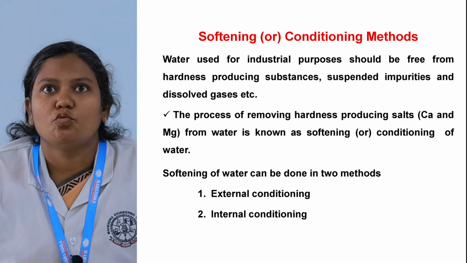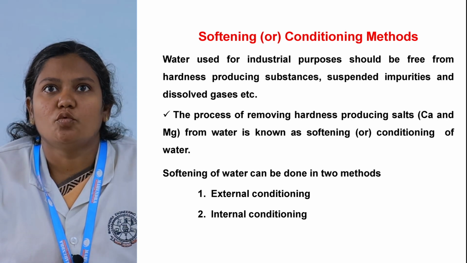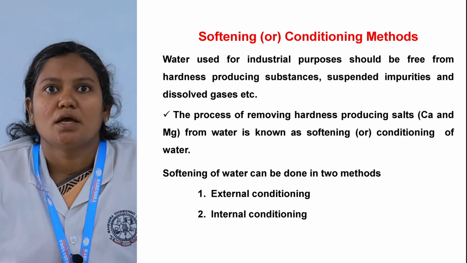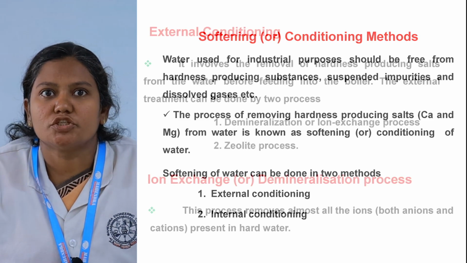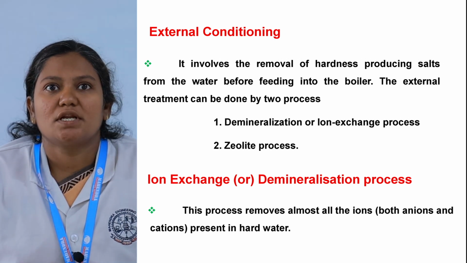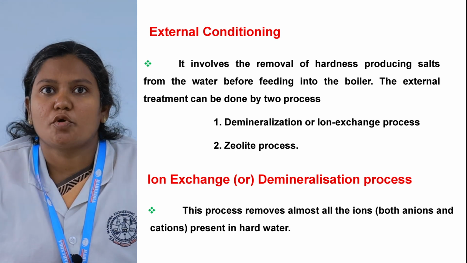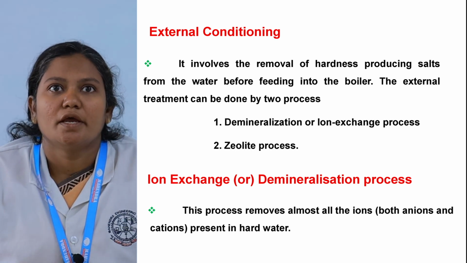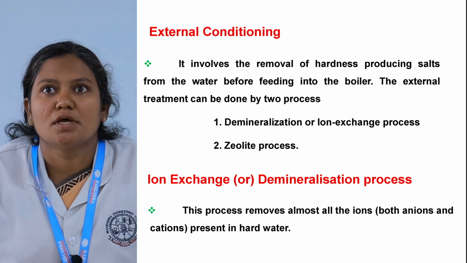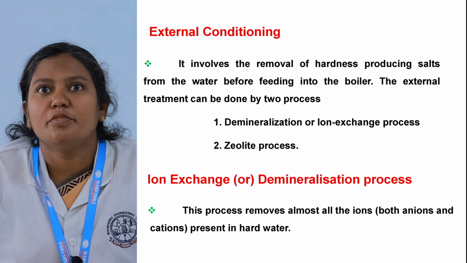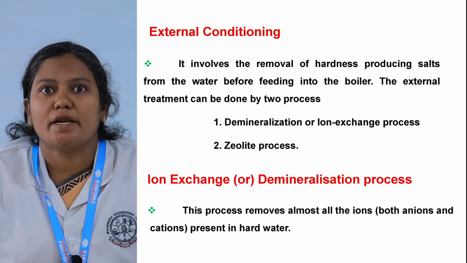So far we have seen what hard water is, what soft water is, and the purpose of treating the water. The conditioning methods are classified into two: external conditioning and internal conditioning. External conditioning is again classified into two types: demineralization or ion exchange process, and the second method, the zeolite process. External conditioning involves the removal of hardness producing salts from the water before feeding it into the boiler. The first one is demineralization or ion exchange process.